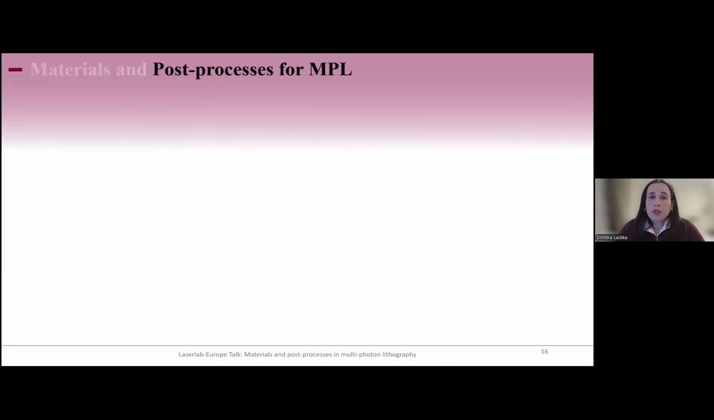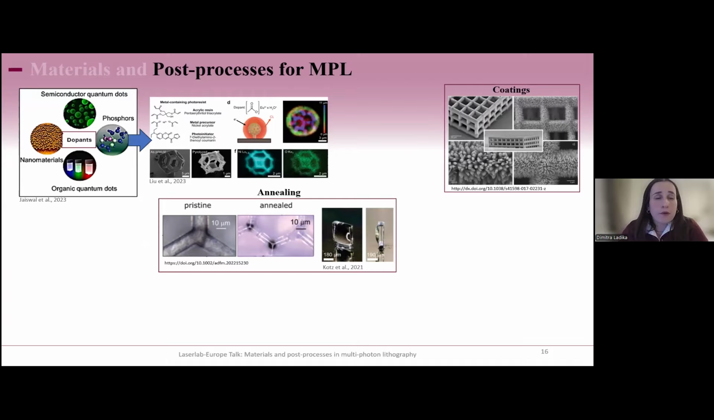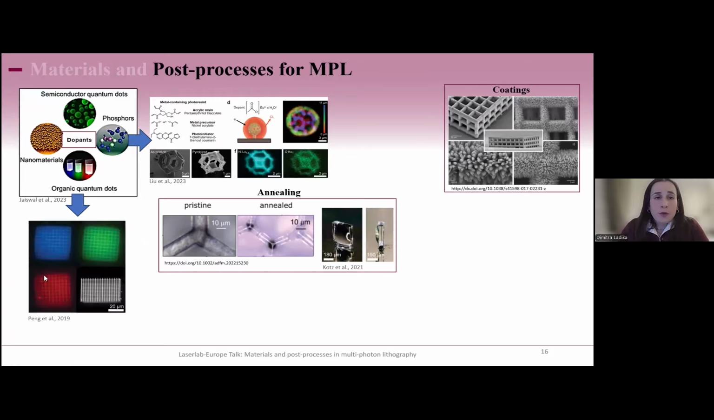And how can this be fulfilled? Either by doping, which is a mix of pre- and post-process for MPL, or by annealing, or by coating. Specifically, doping, for example, with phosphors to achieve electroluminescence, depending on the phosphors, or by doping with quantum dots. This has been used a lot, and it's a very interesting part of MPL, doping the materials with quantum dots, as they can show a lot of different interesting properties for applications in nanophotonics, in sensing, or anywhere else.